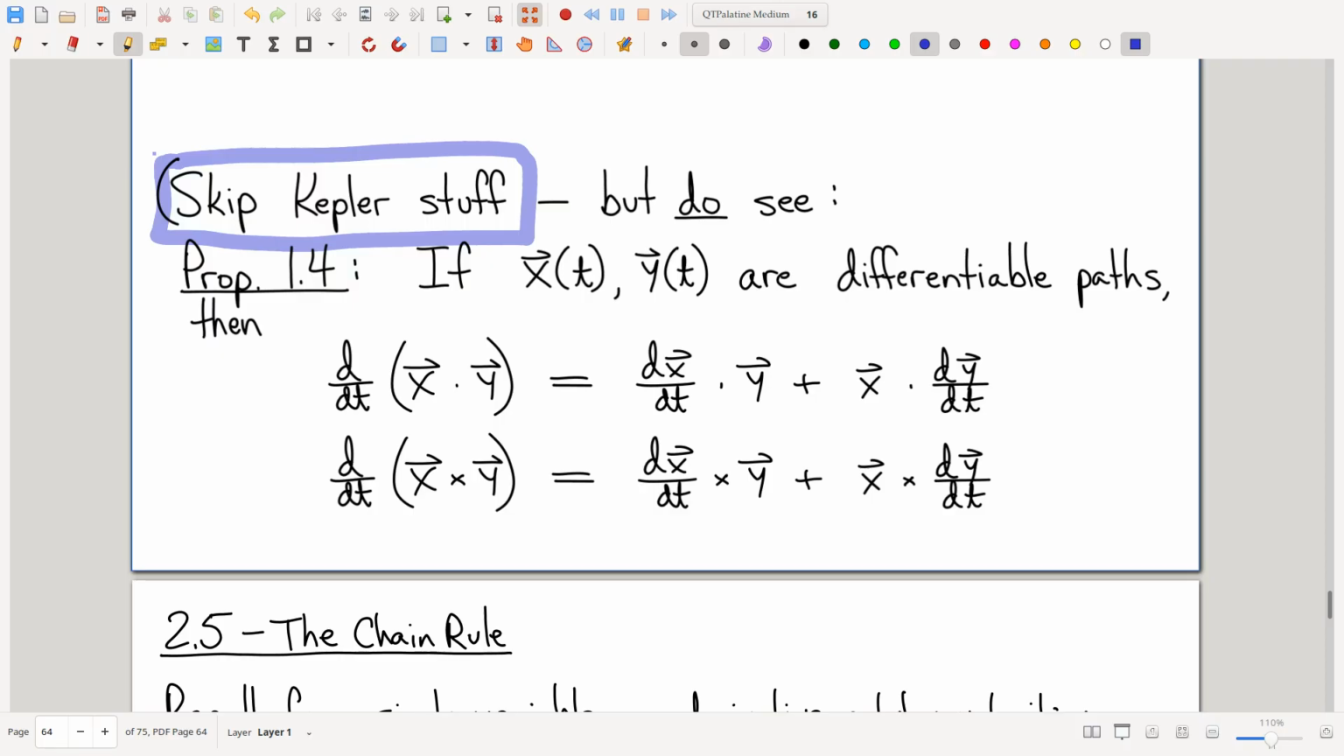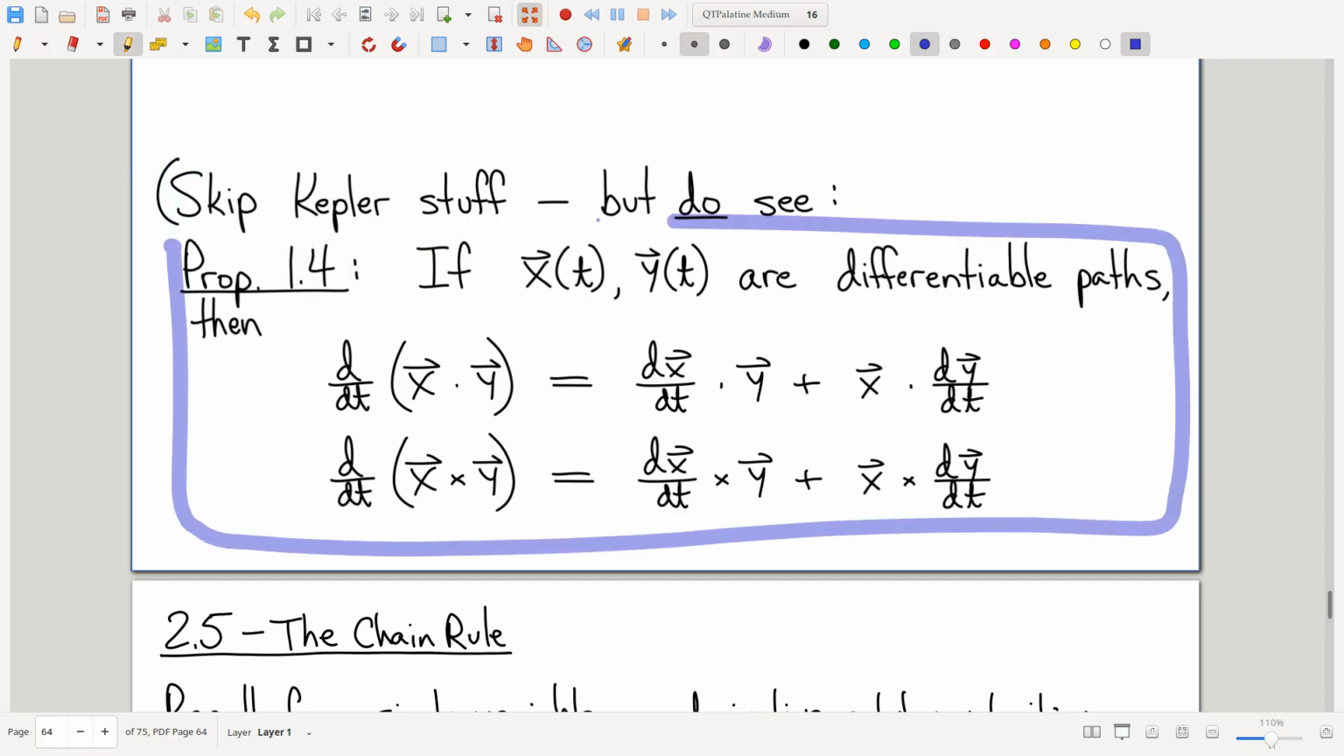But there is one thing in there that we really do need, and that's this proposition 1.4 right here. So do make sure to see that. By the way, I'm going to call this good news. It's good news in the sense that when you take derivatives of products of vector-valued functions, be they dot products or cross products, there are product rules that are exactly what you would hope they would be, right? So it's very nice, but just because something looks like it ought to be true doesn't mean that it is, so we have to appreciate that it actually is, in this case.